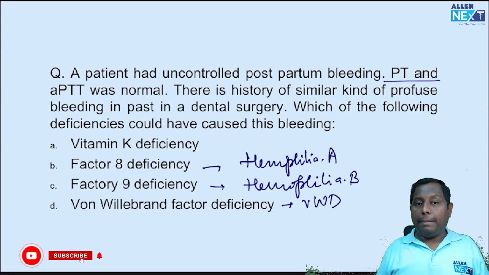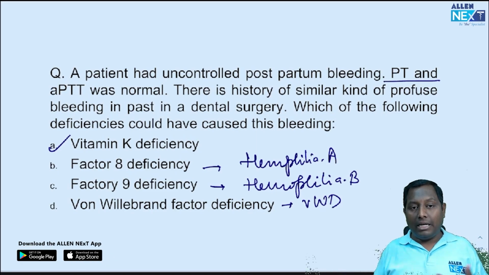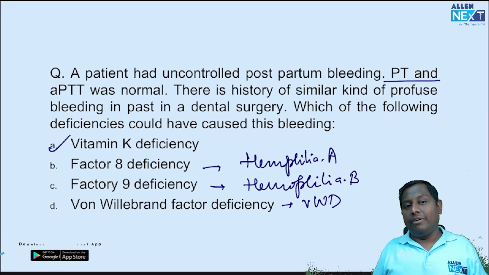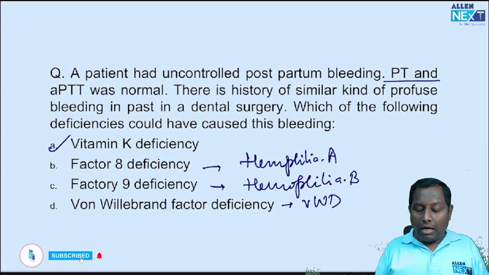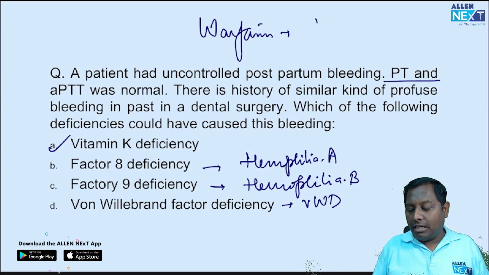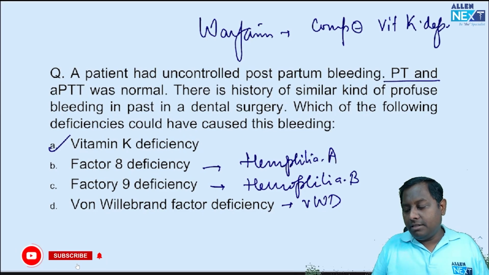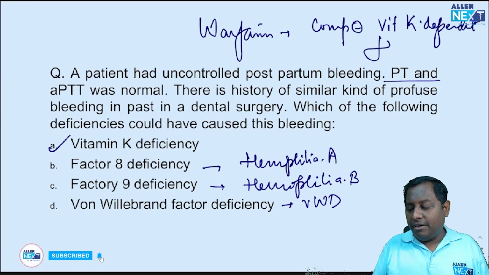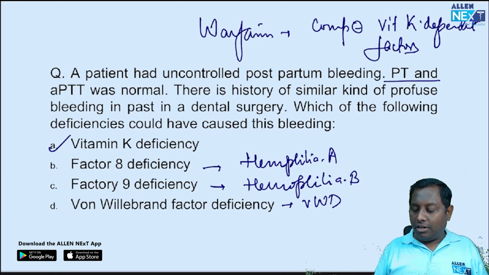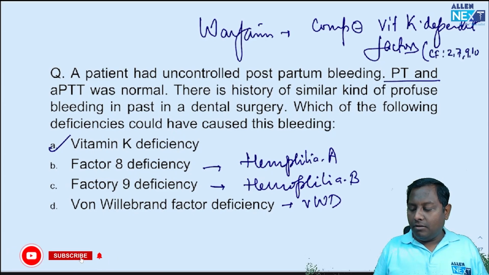But here PT APTT is normal, and it asks which of the following deficiency can cause this. So vitamin K deficiency, because if there is vitamin K deficiency, vitamin K dependent factors will not be formed. If they are not formed, definitely there will be bleeding. So our drug warfarin, isn't it something we always discuss? Warfarin is a competitive inhibitor of vitamin K dependent factors. Some of them are clotting factors like 2, 7, 9 and 10, right? Clotting factors 2, 7, 9 and 10.